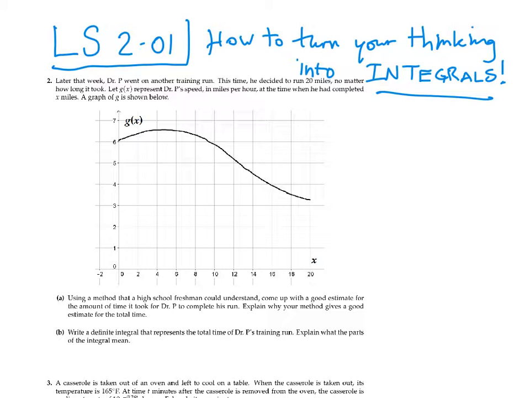I received questions from a number of you about this problem number 2 from the activity that I had you do on day 1. It's the one about Dr. P's training run where he runs 20 miles, and at every distance you're given the speed that he was running at that distance. So this is not a speed versus time graph, this is a speed versus distance graph. And you're asked to figure out how long it took for me to run the entire 20 miles.